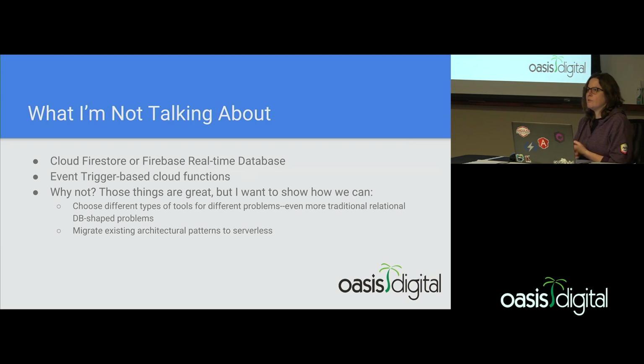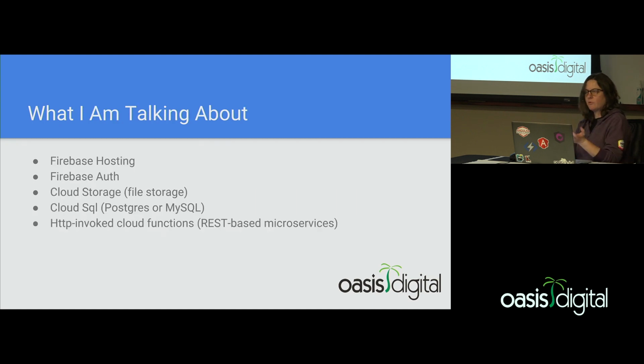So maybe a document database doesn't work for me. I actually need a relational database. I can still use Firebase for my hosting, and I can use a relational database from Google Cloud. Also, if you've already got an application architecture using something like REST microservices, which are very popular, you can migrate that to Google Cloud Functions. It doesn't have to be this sort of trigger-based system. So that's what I'm going to explore today, which is really most of my next slide.